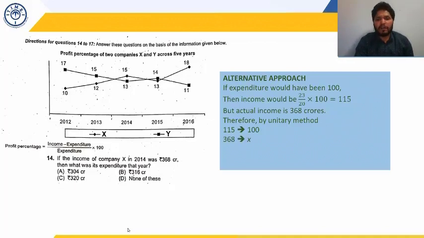So by cross multiplying we can get the answer easily, which is 320. I hope this method is also clear to all of you.